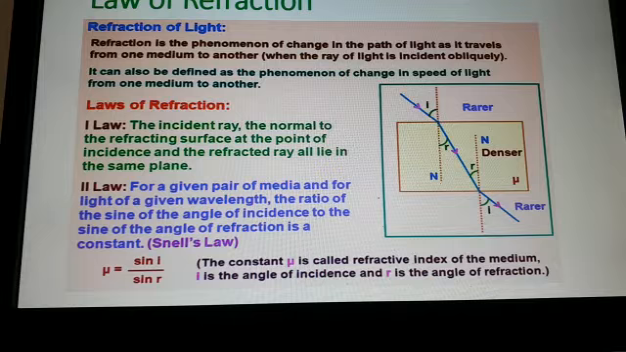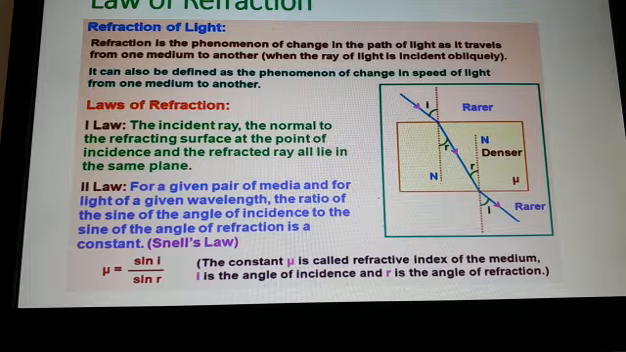The first law states that the incident ray, the normal, the refracting surface at the point of incidence, and the refracted ray all lie in the same plane. We have to see that all lie in the same plane: the incident ray, the refracted ray, and the normal are placed in the same plane.